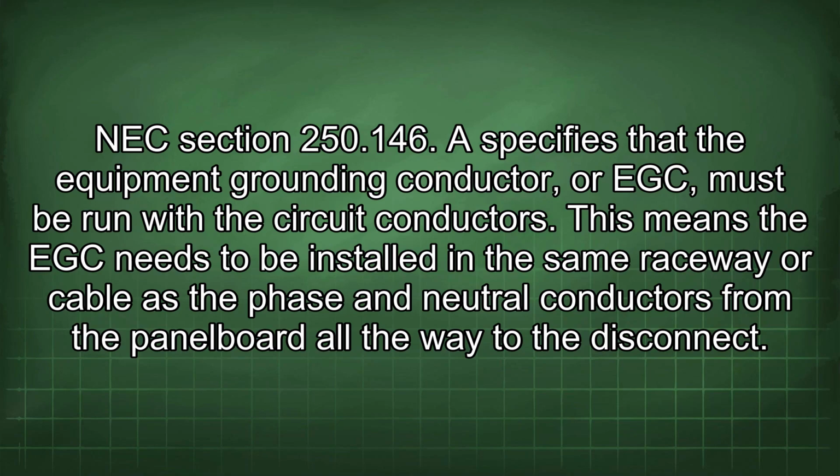NEC section 250.146 specifies that the equipment grounding conductor, or EGC, must be run with the circuit conductors. This means the EGC needs to be installed in the same raceway or cable as the phase and neutral conductors from the panelboard all the way to the disconnect.